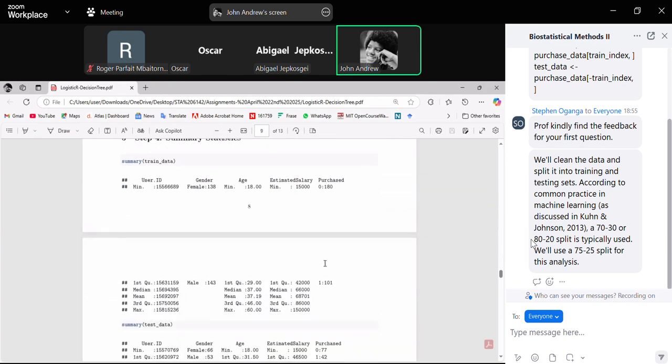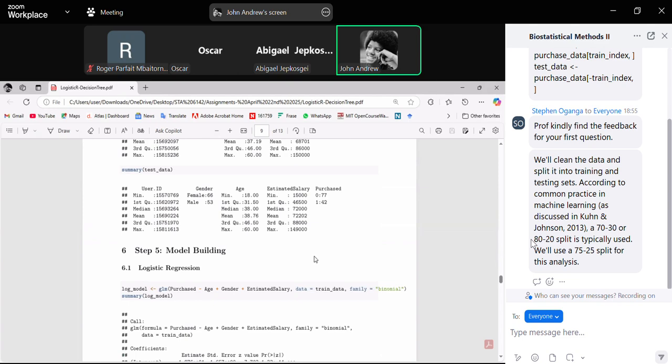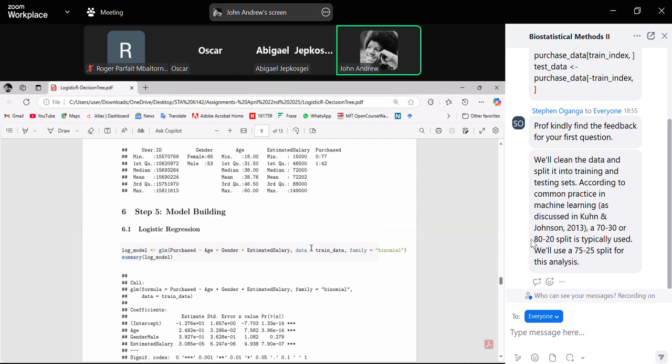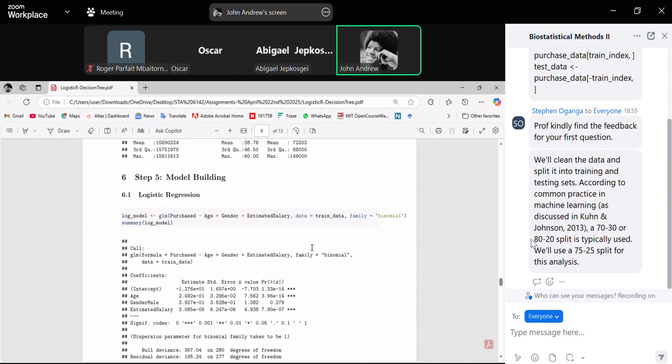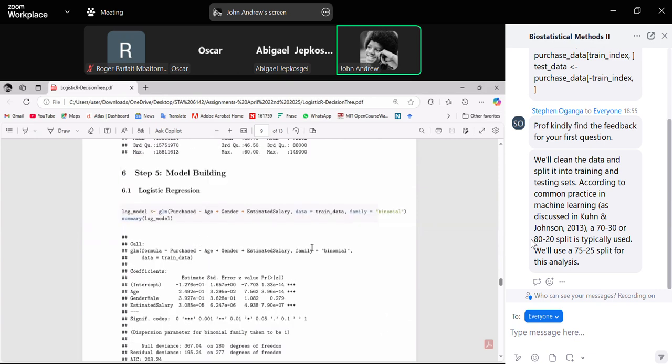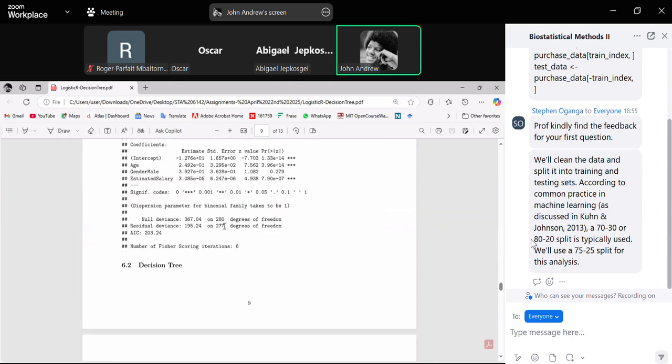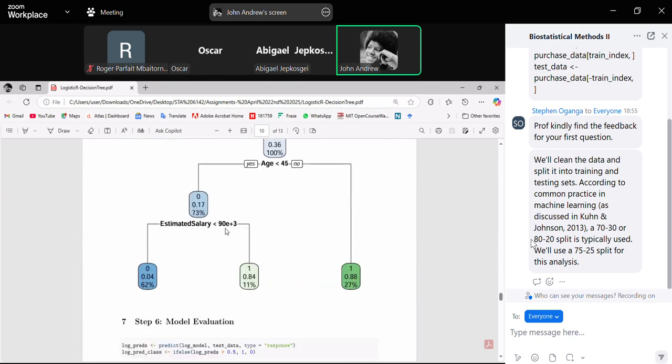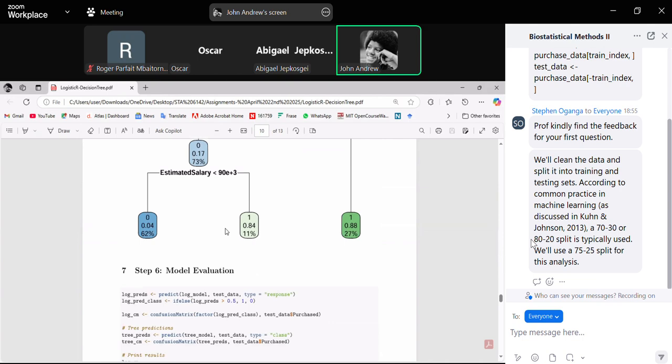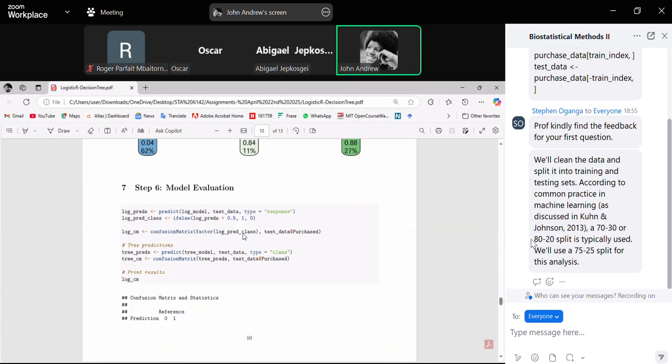We did summary statistics, and from there you can get the mean and the median. Then we went to model building, where we did the logistic regression. The code is there. We didn't call out age as a factor here because in building it we had already done that. We also did the same for the decision tree. Then we evaluated both models using the confusion matrix.